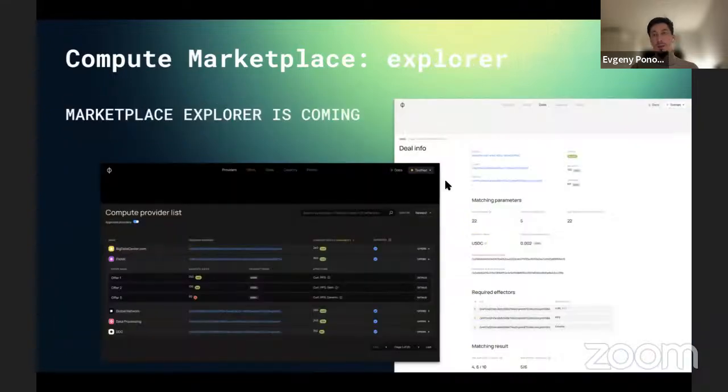Next, these features are almost done. Literally, we need one more week to publish them on a testnet. It's also coming together with the Marketplace Explorer, the web interfaces that would allow you to explore and query everything that happens in our L2 chain on this marketplace. So it would be much easier than trying to understand it from the CLI. It would be useful both for providers and for developers.